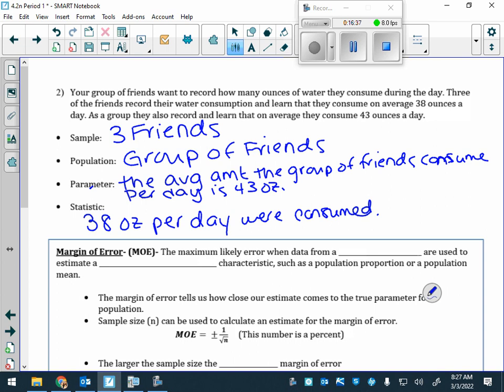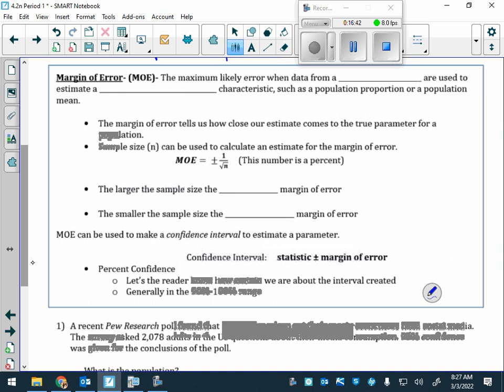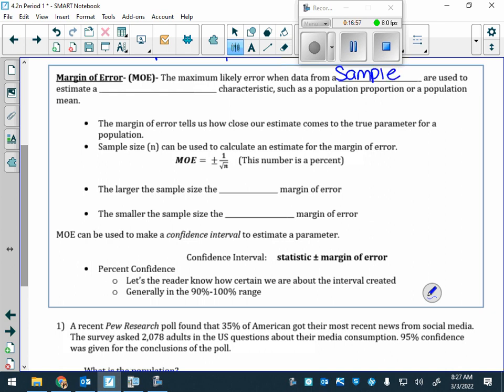Okay? So that leads to some issues that happen with sampling. Okay? We talk about the margin of error. Okay? A margin of error is the likely error that occurs from a sample regarding a population characteristic. So, what are some issues that can happen with sampling? Yeah, Everett?